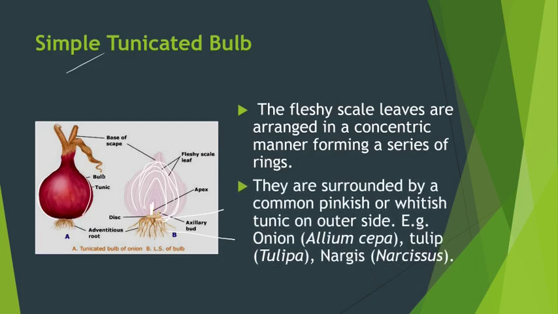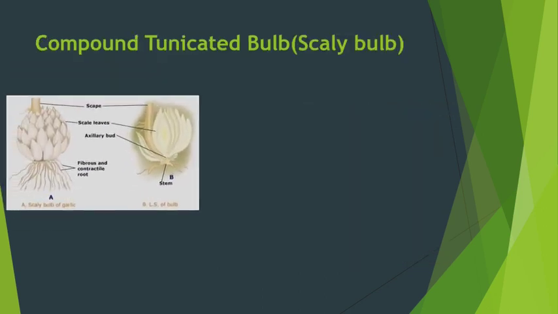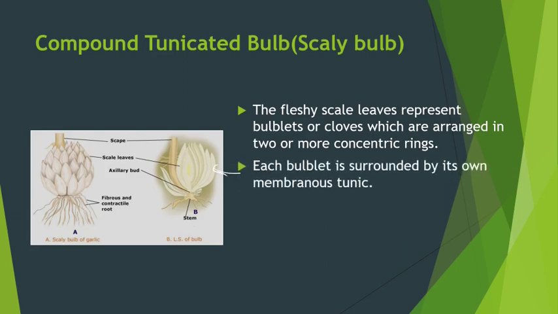Concentric leaves are present here. Onion, scientific name Allium cepa. Another example is tulip, Tulipa, or nargis. Compound tunicated bulb, garlic: fleshy scaly leaves representing bulbets. These are singularly called bulbets or cloves. They are arranged in concentric rings surrounding the scape. Each bulbet or each clove is again covered by a tunic.